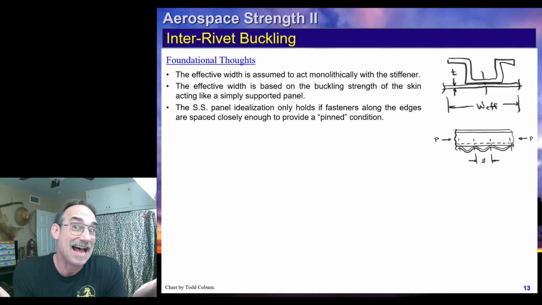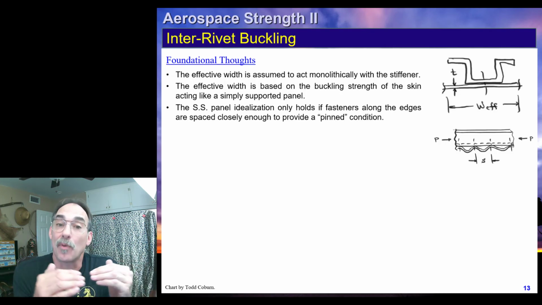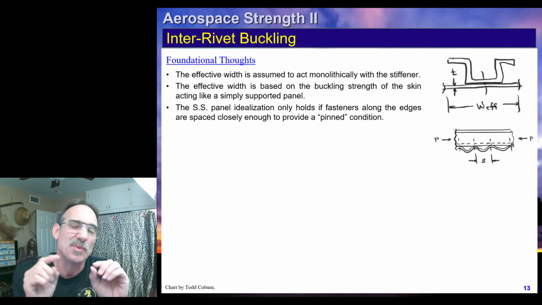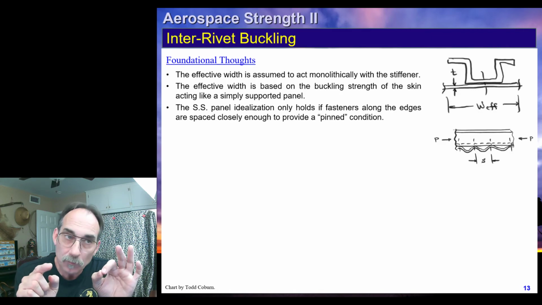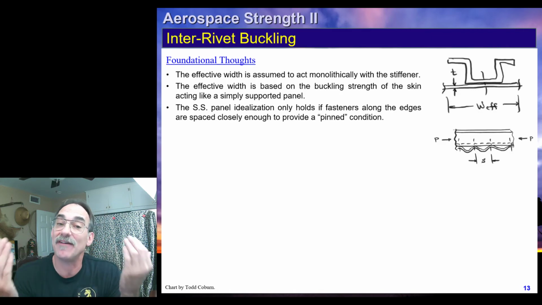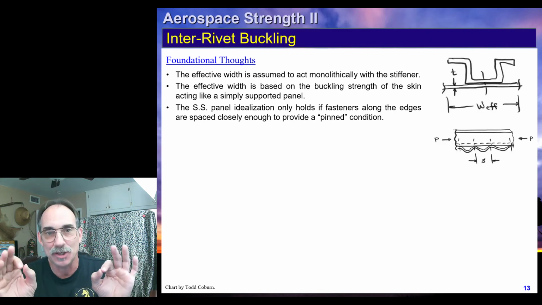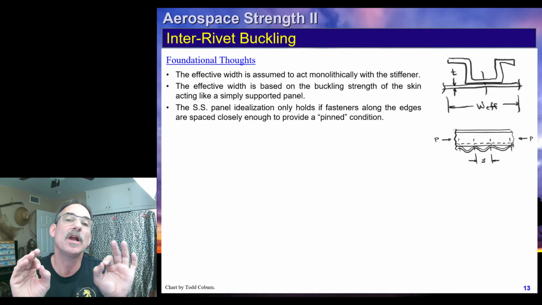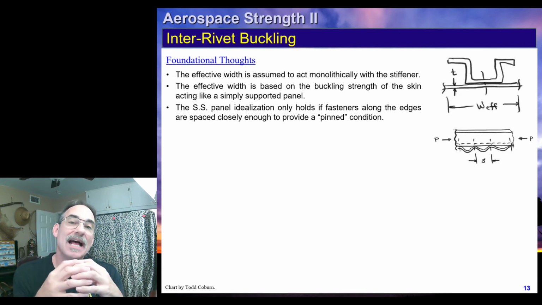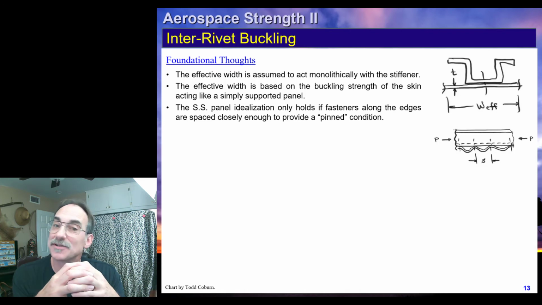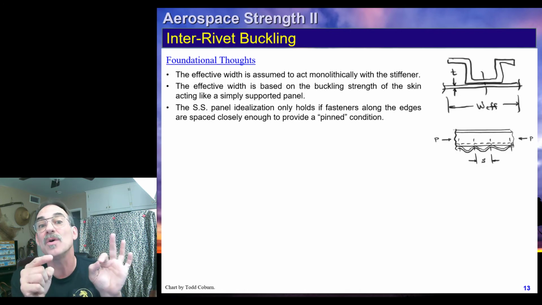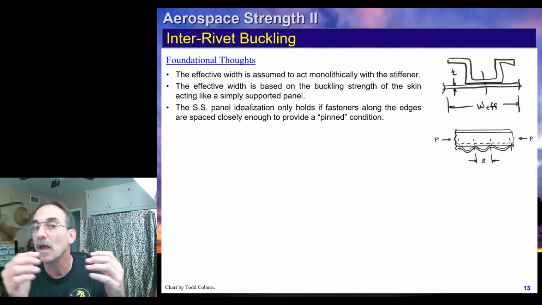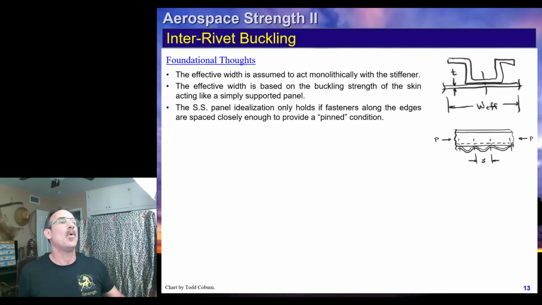That would mean that it's not developing the full compressive allowable of the stringer. So we need to keep it from buckling. If it buckles, that means that effective width of skin is incorrect. And so what we're going to do is come up with a simple way to adjust our effective width to make sure that we don't inter-rivet buckle under load. And here's how that works.